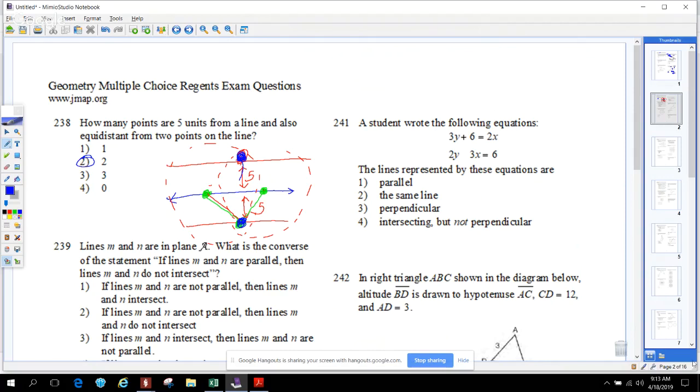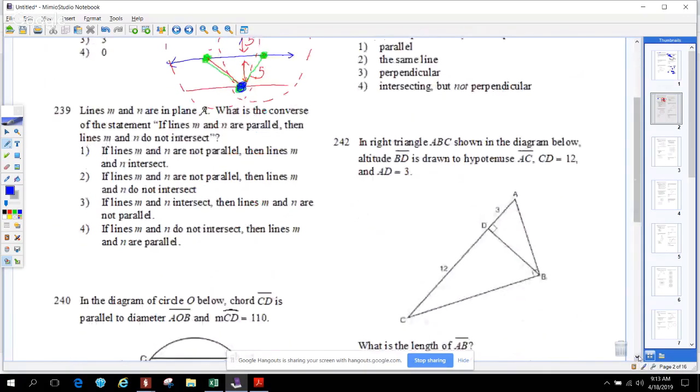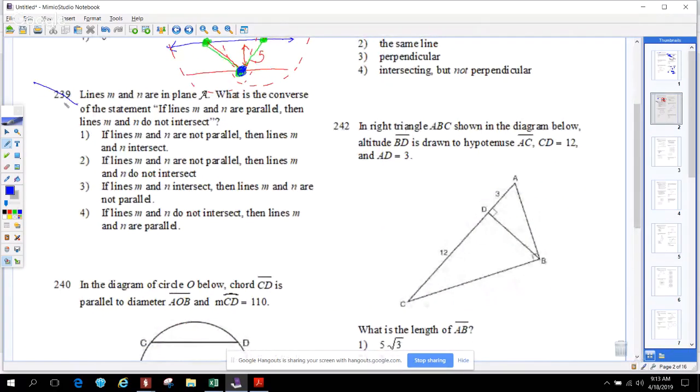Okay, 39, you don't have to do. It's on converse. We don't do converse in Georgia. If you want to know, basically the converse is you just switch the order, but we don't do that in our geometry curriculum.